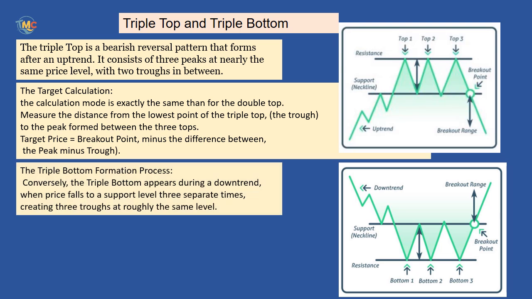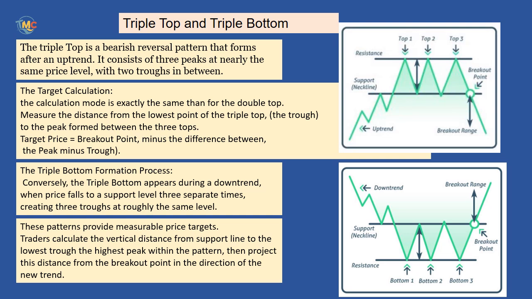Conversely, the triple bottom appears during a downtrend, when price falls to a support level 3 separate times, creating 3 troughs at roughly the same level. Between these troughs, price rebounds, forming 2 peaks. The pattern is confirmed when price breaks above these peaks after the third trough. The horizontal line connecting the 3 bottoms represents a strong support level where buying interest consistently overcomes selling pressure.